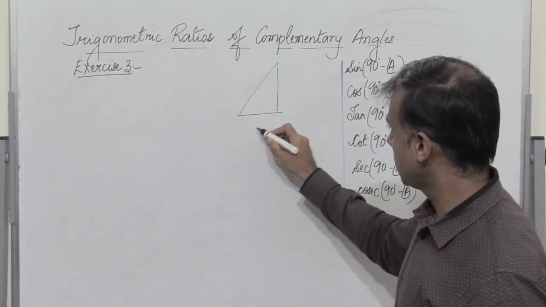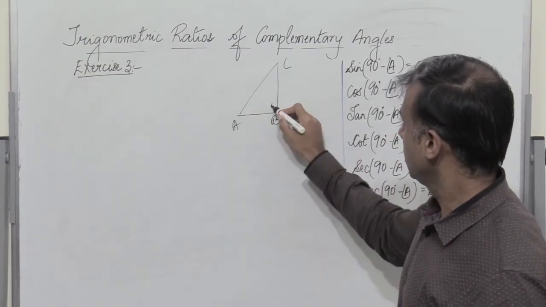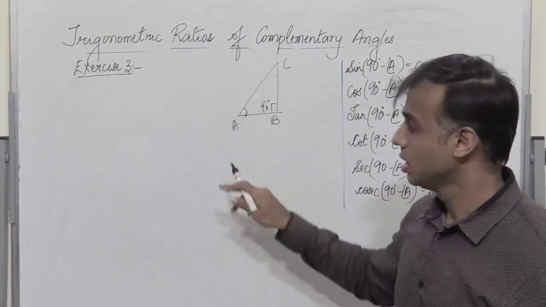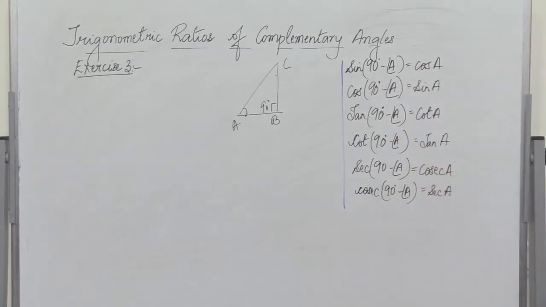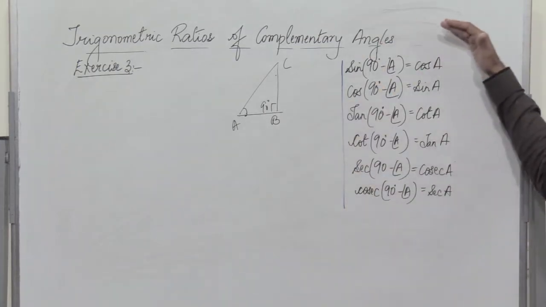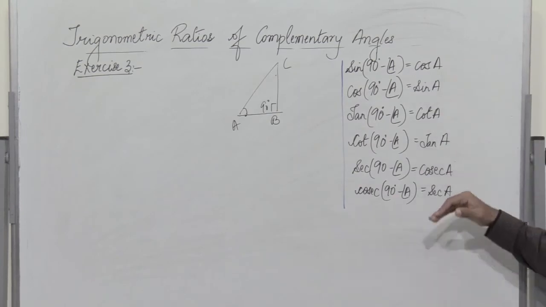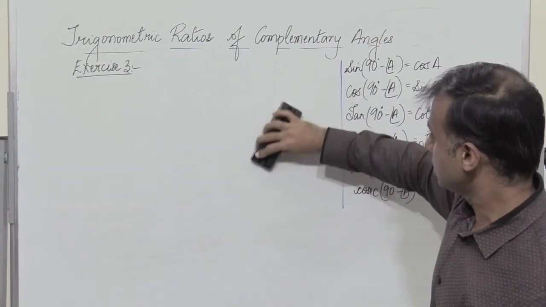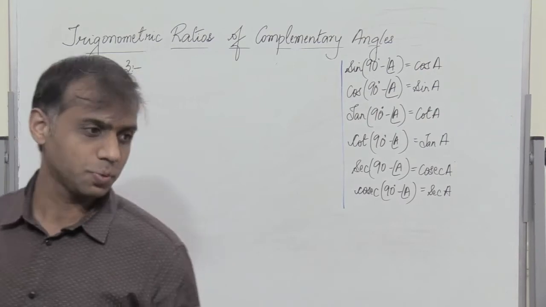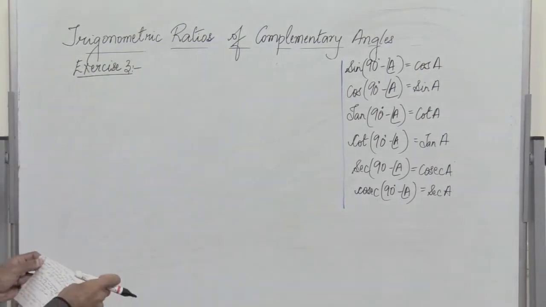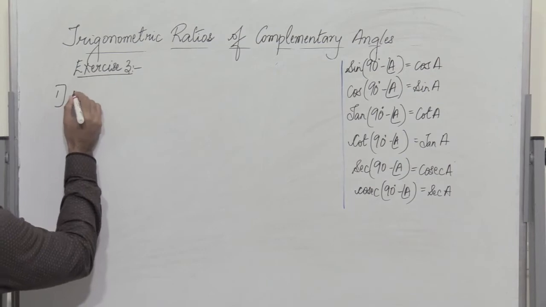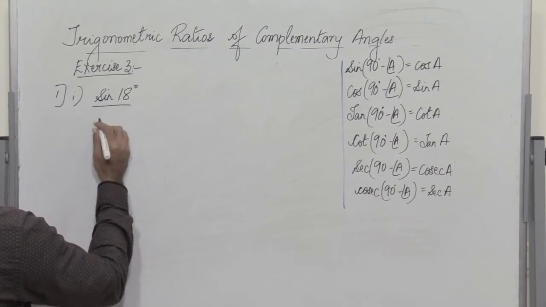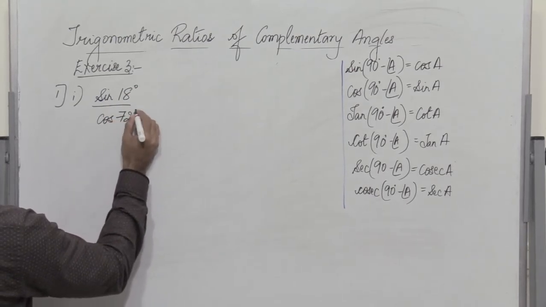I had a right angle triangle ABC. Angle B was 90 degrees, so angle A plus C is 90. Therefore, angle A and C are complementary angles. Using this fact, we got these relations, and using these relations we shall solve all the problems given in the third exercise, and they are very simple. So let's take the first problem. We have to evaluate sine 18 degrees divided by cos 72 degrees.